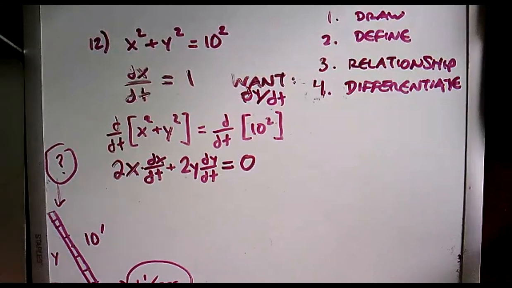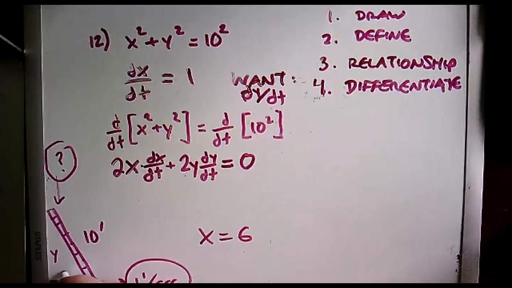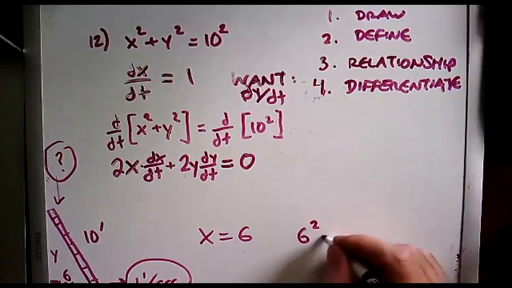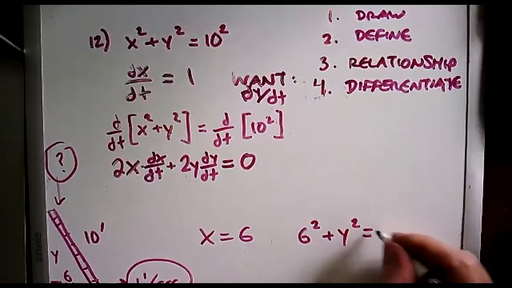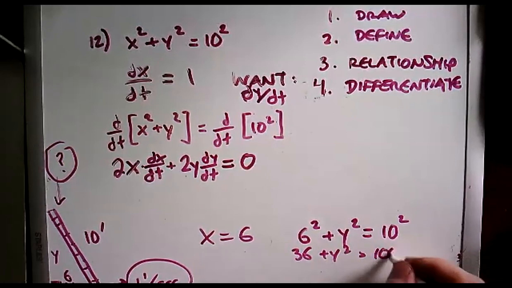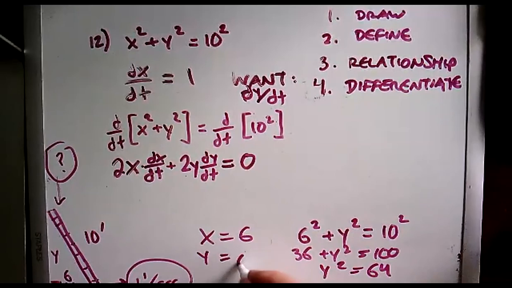Well, I've got to go back to the problem here. It asks how fast the top of the ladder sliding down the wall will be when the bottom of the ladder is 6 feet from the wall. Aha. So they're telling us x equals 6 at some moment in time. Well, if x is 6 and the ladder's height is 10, we can use the Pythagorean theorem to solve. So 6 squared plus the ladder's height squared would have to equal 10 squared. And so 36 plus y squared is 100. Subtract 36 from both sides, we get y squared is 64. And that tells us that y must be 8.